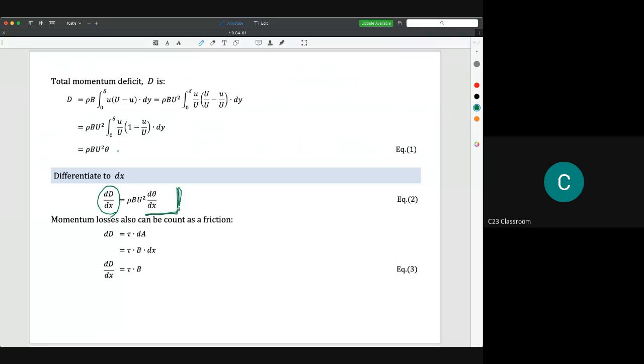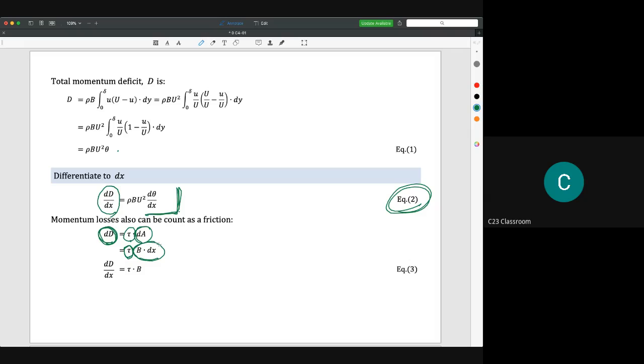Okay, so this is the first equation proposed by von Karman. Next, the momentum losses, I mean the deficit of momentum, is actually caused by friction. Because there is friction, the momentum will reduce. So we could say that the momentum loss, dD here, is because of friction, and that friction can be calculated by tau times dA. dA means the total area, so we have tau here, and it is multiplied by b and dx.